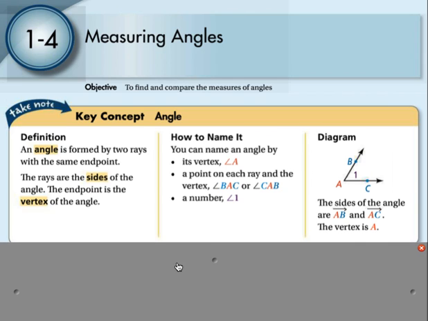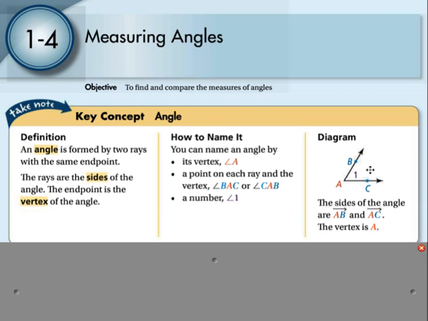Angles are formed by two rays, and these two rays share an endpoint. You can see in the diagram here we have a picture of an angle formed by ray AB and ray AC, and the vertex, which is the point where the two rays share the endpoint, is point A. That's called the vertex. The rays are the sides of the angle. The interior of the angle is all the points inside of angle BAC or CAB.